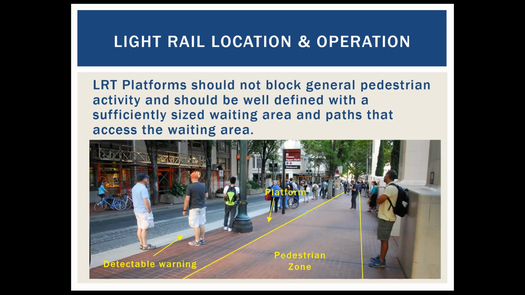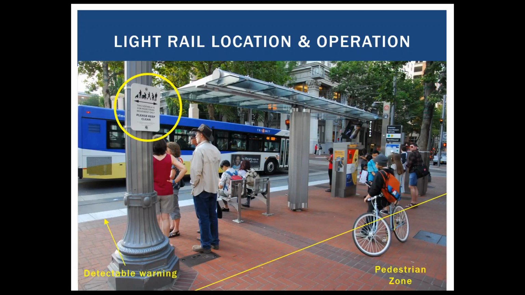You have your detectable warning. You have your platform, which is kind of hard to see in this slide, but it actually is a different brick in color and texture, so you can see where the platform is versus the pedestrian zone. Not all locations have that textured pavement difference, but if they don't, you'll have warnings, like you can see circled here, showing what area to keep clear for that pedestrian zone.